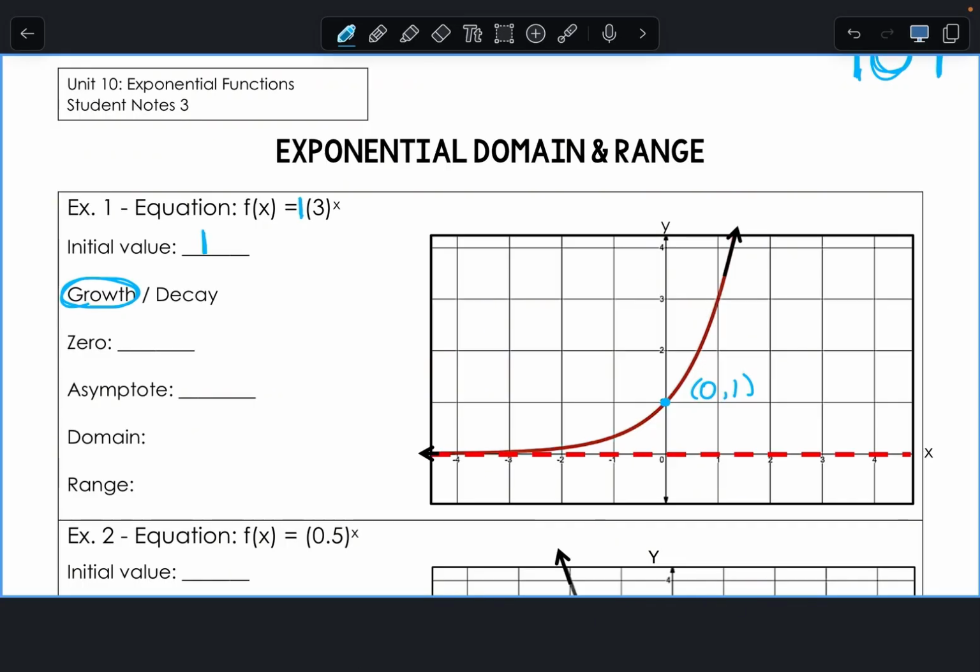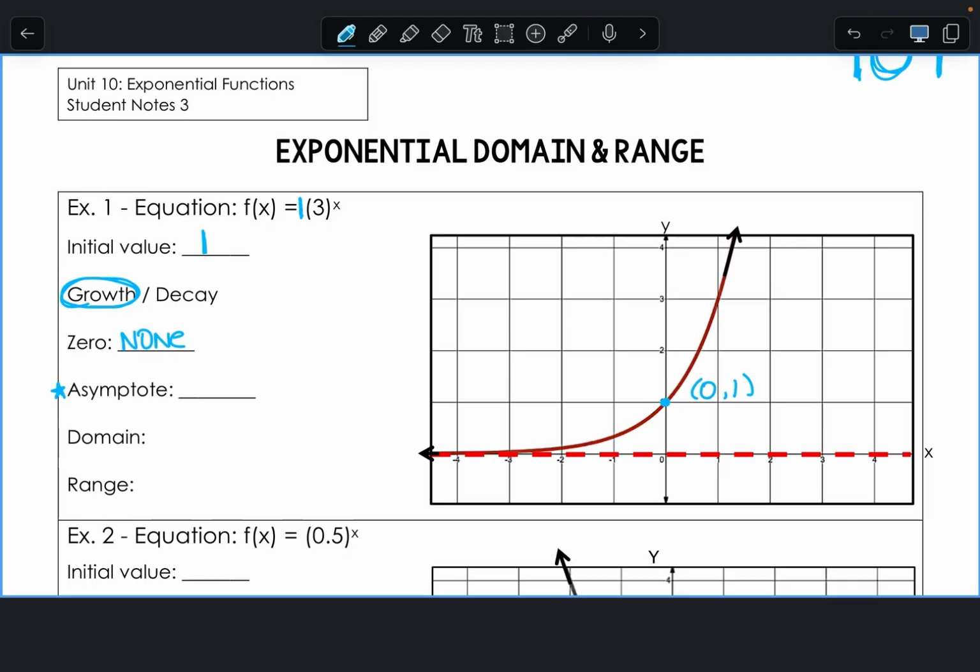What's my zero? Trick question. Or none. There isn't one. There's never going to be one. Not for exponential functions. Why? Because of the asymptote. What's the asymptote? Like, describe it. What is the asymptote? It's a boundary, and it keeps the line from going past the line. From touching the x-axis.